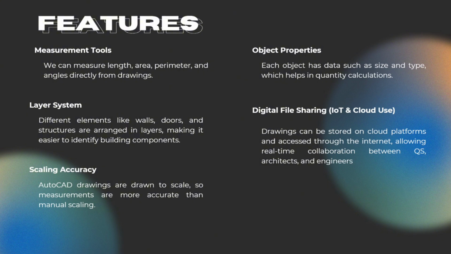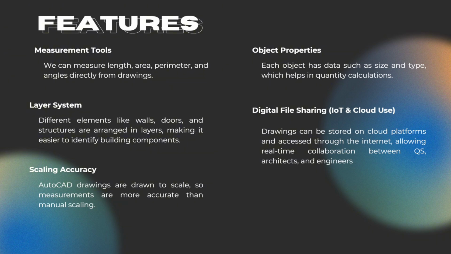The first feature is the measurement tools. AutoCAD allows quantity surveyors to measure distance, area, perimeter, and angle directly from the drawing. This is very important for taking off quantities such as floor area, wall length, and room size. The second feature is the layer system. In AutoCAD, building elements like walls, doors, windows, and structure are arranged in different layers. This makes it easier for the quantity surveyor to identify specific components without confusion.